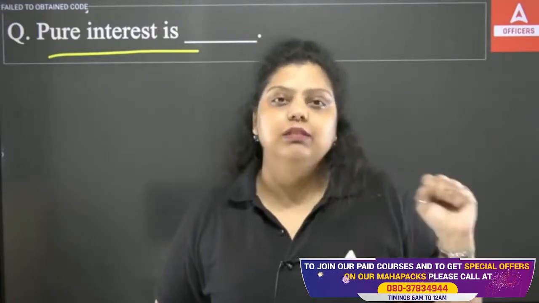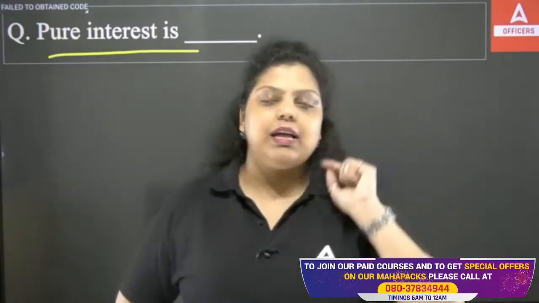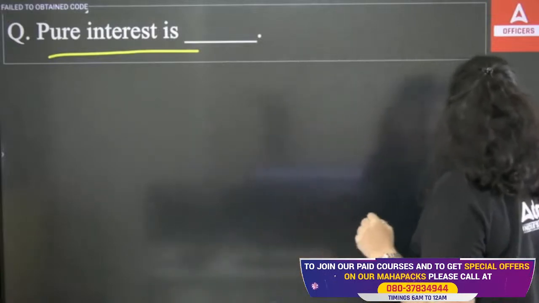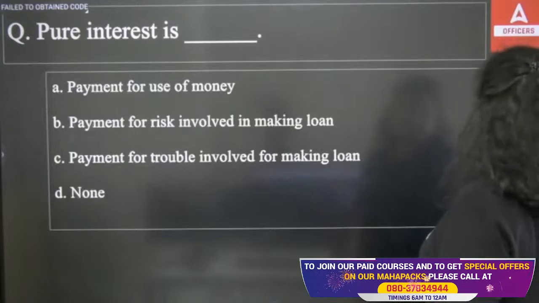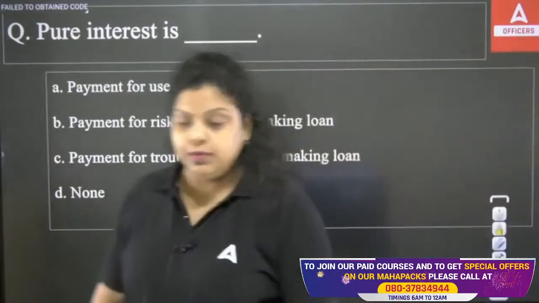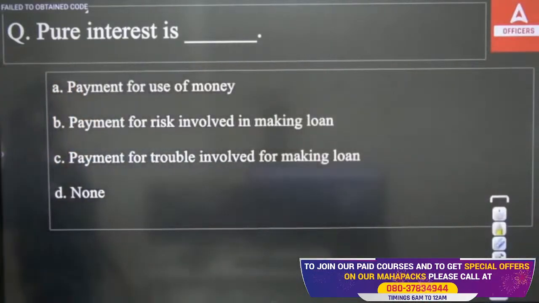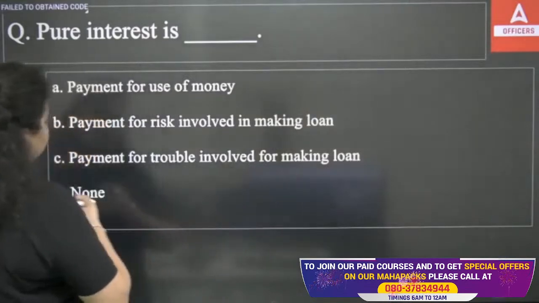On that, you will charge a certain payment from the person, and that is known as what? Pure interest. So you can see there are 4 options. First option is saying payment for use of money. Second option is saying payment for risk involved in making loan. Third is saying payment for trouble involved in making loan, and none.